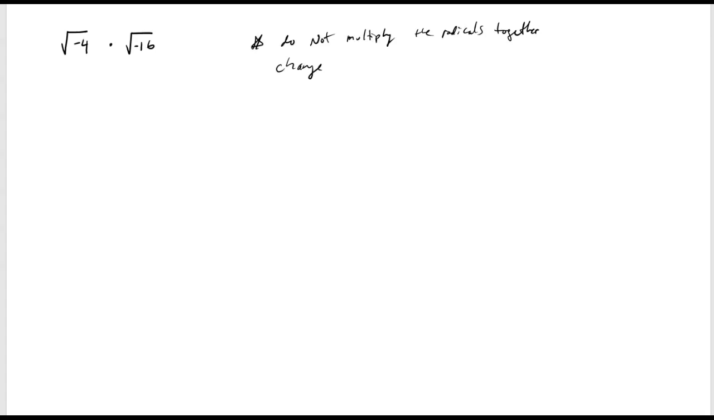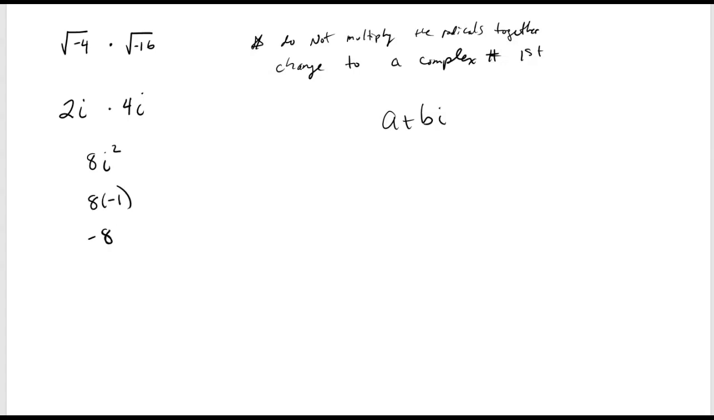Change to a complex number first. Okay, so what am I going to get? So the radical of 4 is really 2i. The radical of 16, right, is really 4i. Multiply 2 and 4 together, I'm going to get 8i squared. Again, I'm trying to write this in a complex number, a plus bi, and I have an i squared. So I need to replace the i squared with the negative 1. So this means that this answer is negative 8.